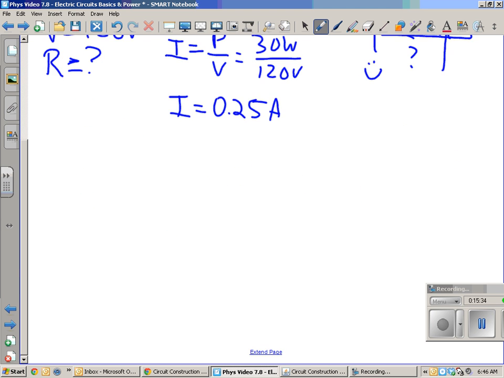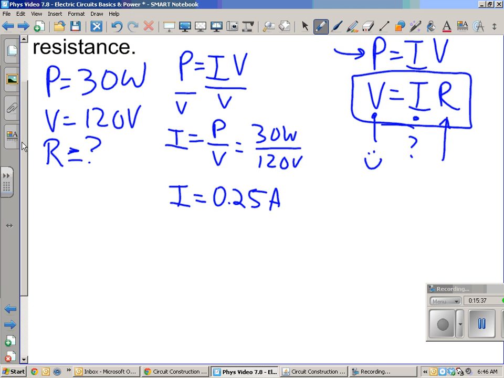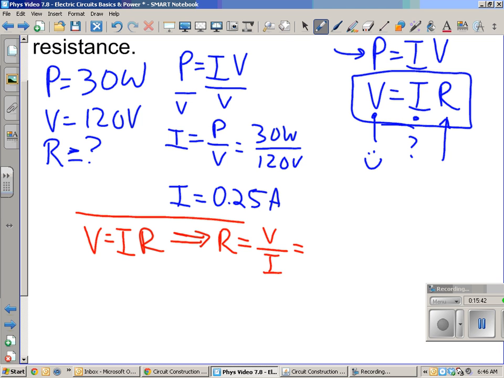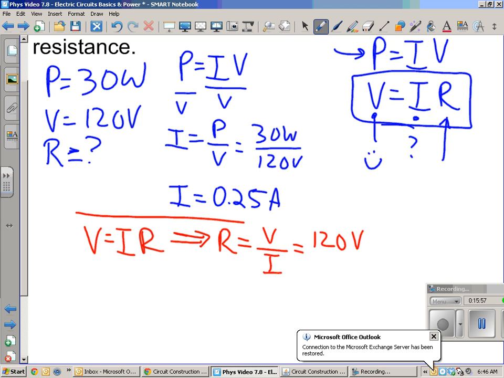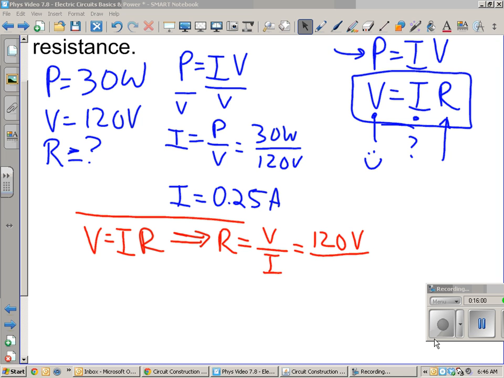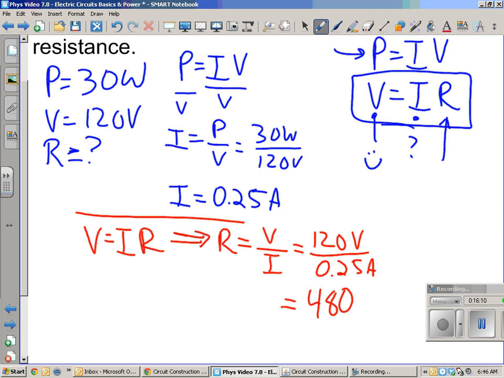So let's extend our page a minute. Okay, so let's switch colors here. So now what we know is we're trying to find our resistance, right? So V equals IR, divide both sides by I, and that's going to mean that R is V over I. So our voltage is the 120 volts that is customary in American power outlets. Our current we just found at 0.25 amps. Grab your calculator, divide it out, and you get 480. Hopefully you remember the units for resistance are ohms. All right, so there you go. Power and basic circuits.